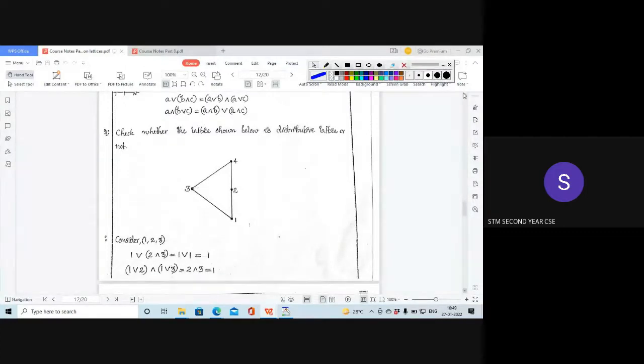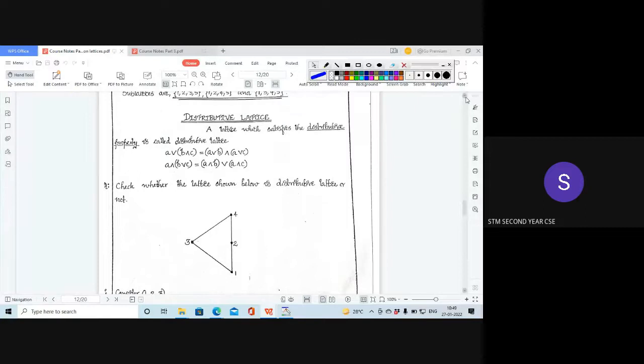Now to check whether this is a distributive lattice, we have to take all possible three elements. How many elements should we choose at a time? We need A, B, and C. So three elements should be considered from the lattice. Three elements are to be taken, isn't it?